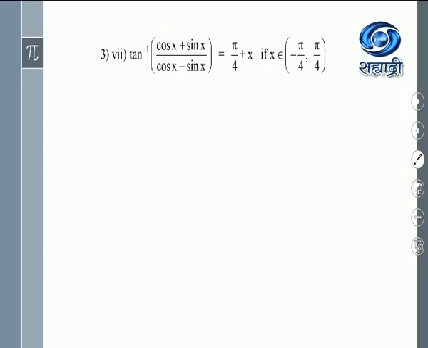Now question number 3, sum number 7. Remember, these are the sums from exercise 3.3. This is question 3 and sub question 7. Tan inverse of (cos x plus sin x) upon (cos x minus sin x). We have to prove it equal to pi by 4 plus x, and the condition given is x belongs to the open interval minus pi by 4 to pi by 4.